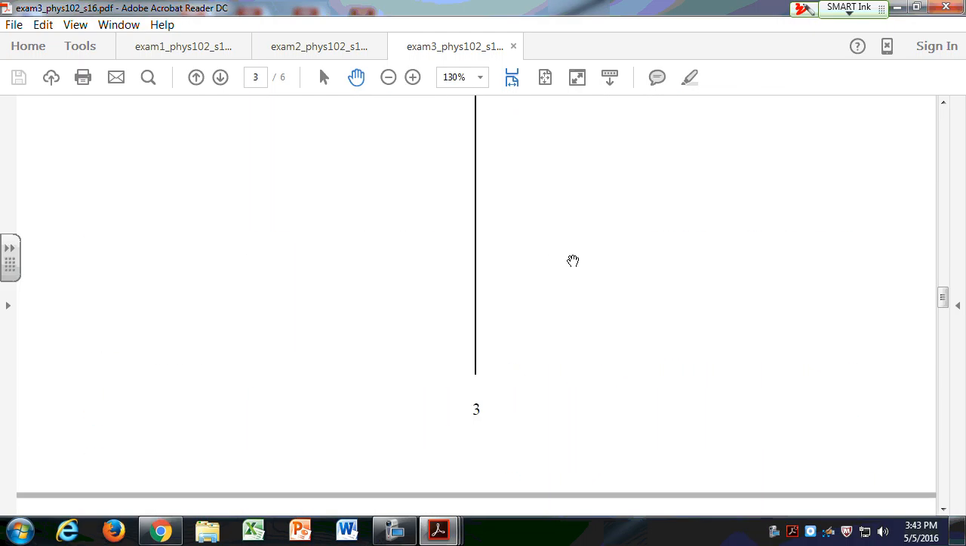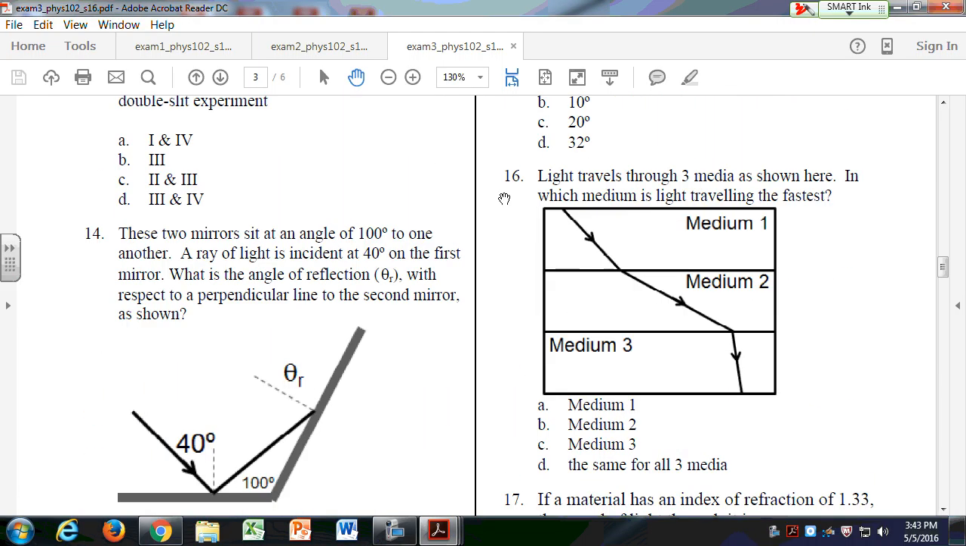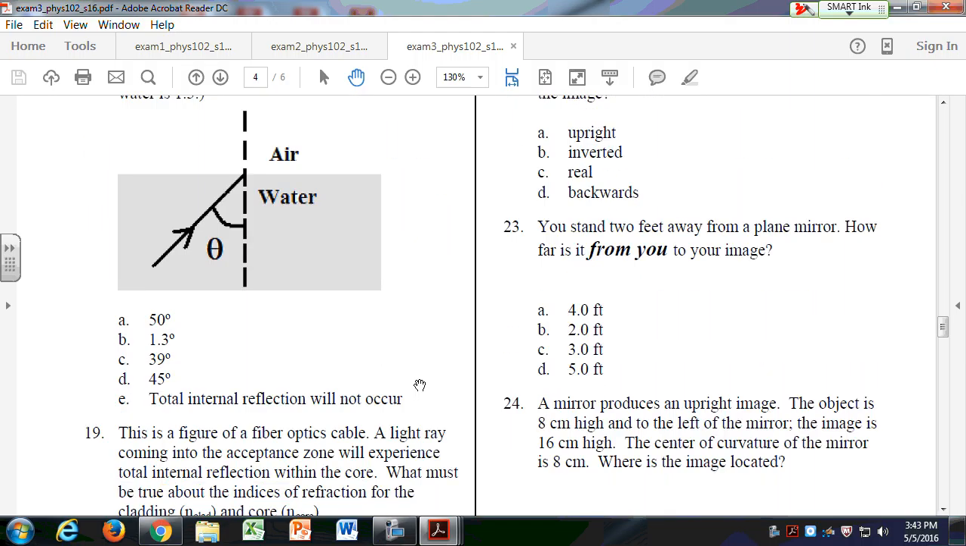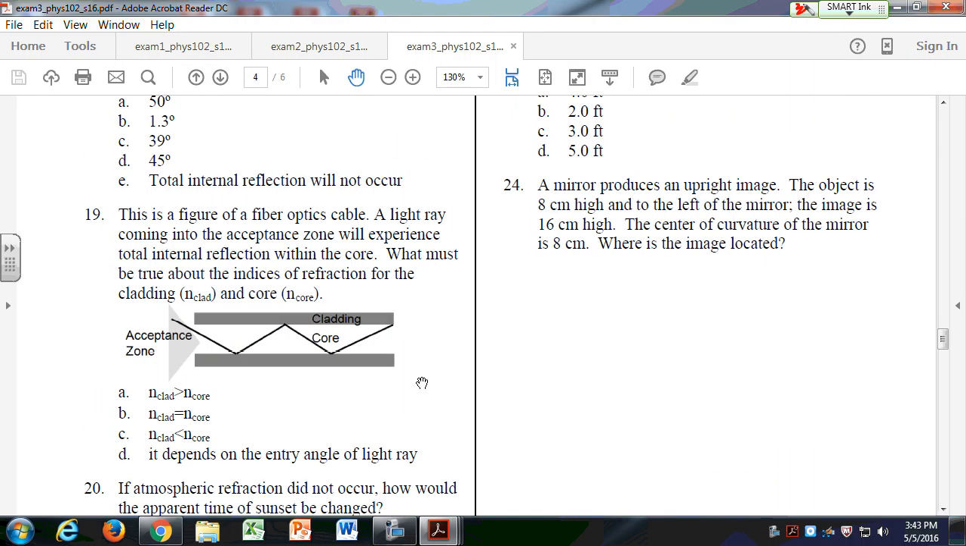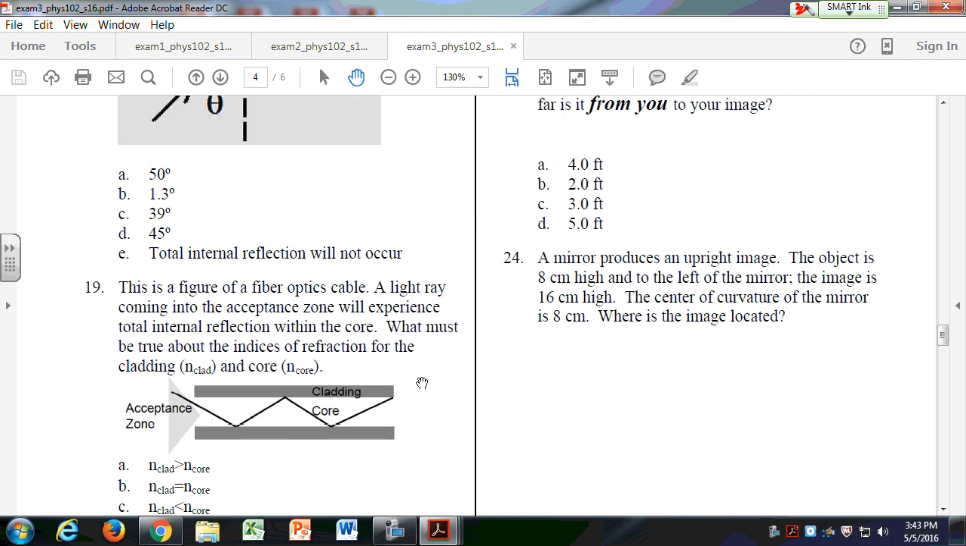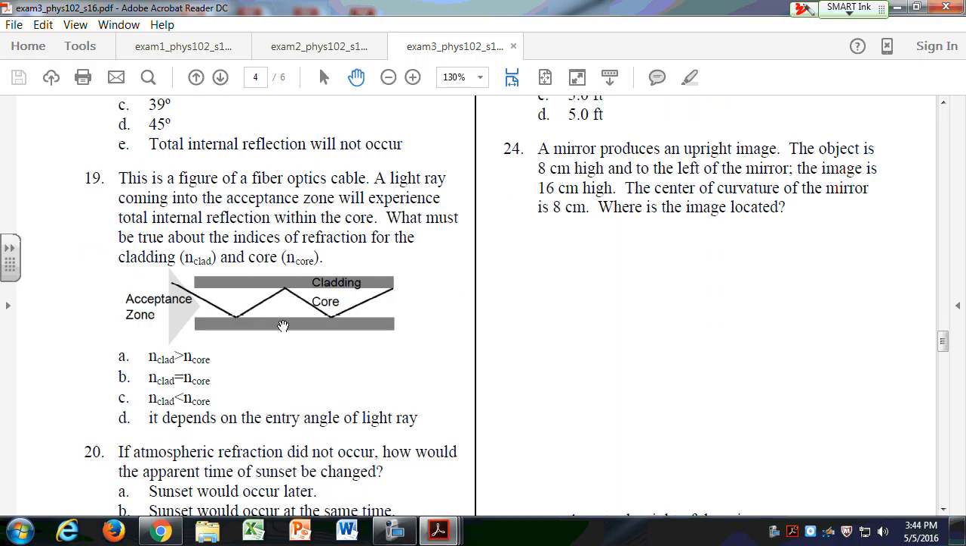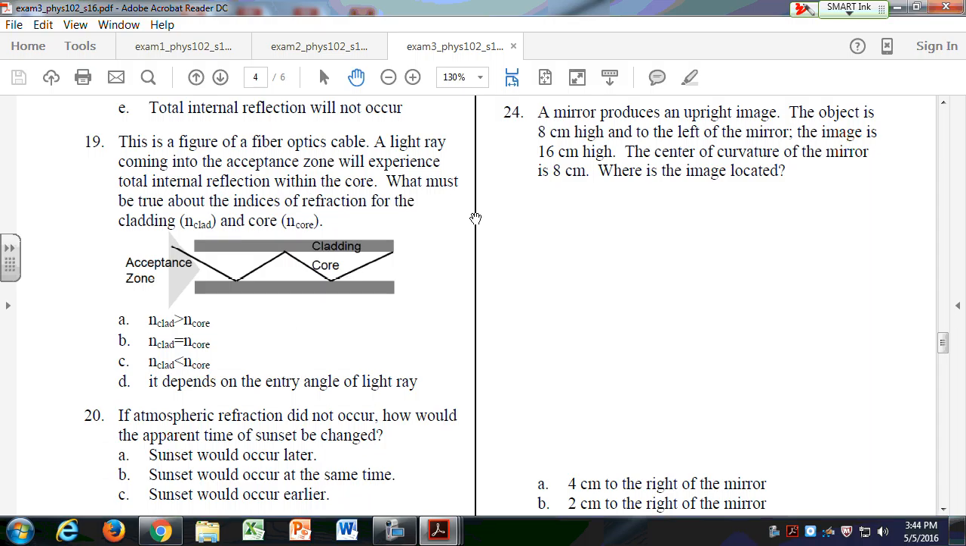Nobody's asked me about what I think are the two most difficult questions, number 16 and number 24. Really? Neither one difficult? The mirror, when it comes to knowing yourself. 24 is hard. How do you know if it's on the right or left? Well, let's look.